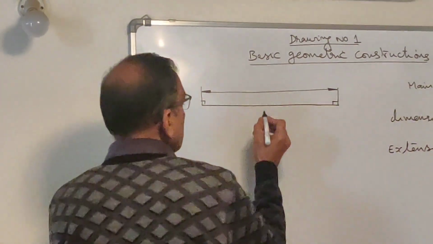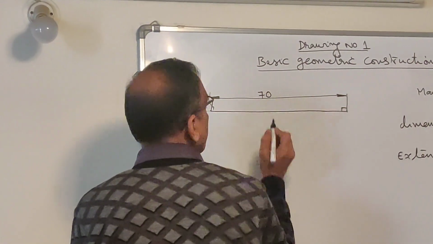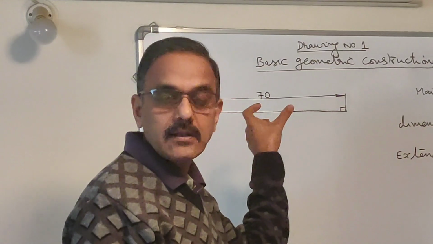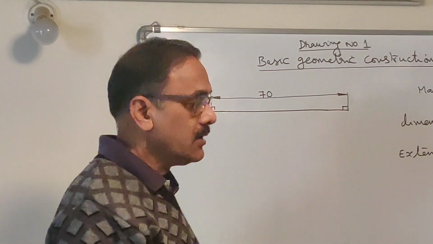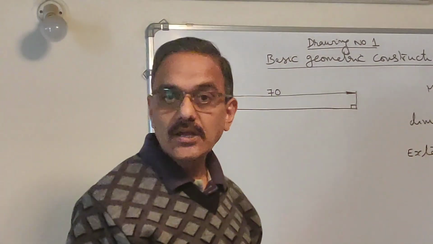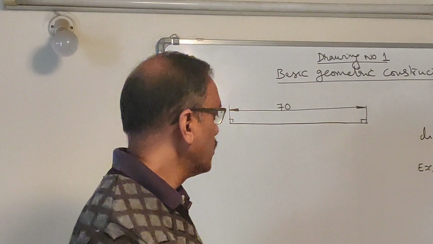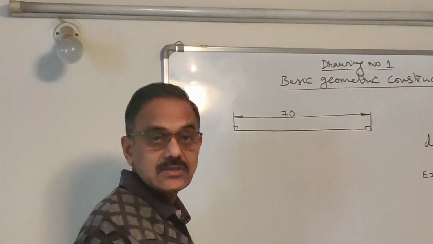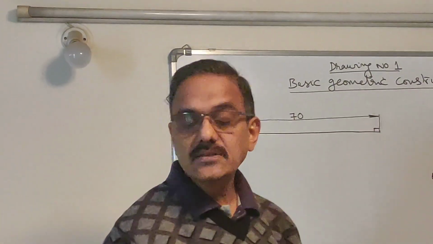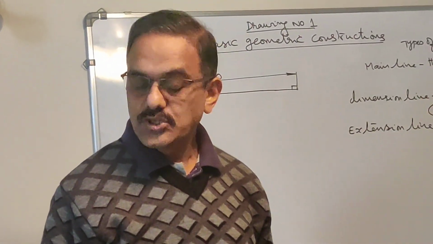And the length of the dimension line is 70, as I already mentioned. So you just write 70, preferably at the middle of the line. So we are not going to write mm there. It is understood the dimension is in millimeters. Okay. So this is how the dimensioning is done. Let me repeat it once again, because the dimensioning is very, very important in your engineering graphics.